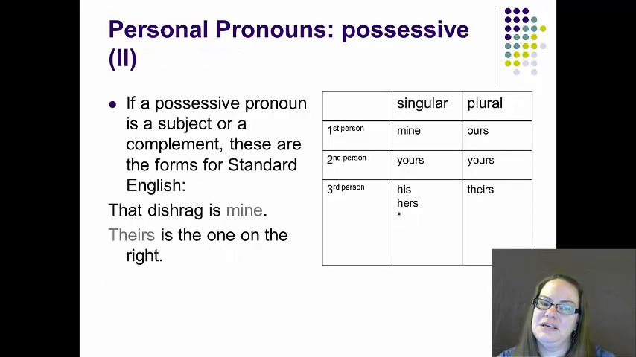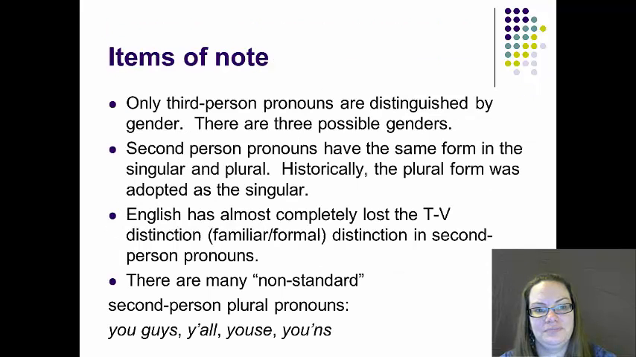Possessive pronouns, the second way we can have them is when they act as a subject or a complement all by themselves. So now they're not accompanying a noun, but instead they are the noun phrase. So, that dish rag is mine. Theirs is the one on the right. Like in answer to the question, which house is theirs? Well, theirs is the one on the right.